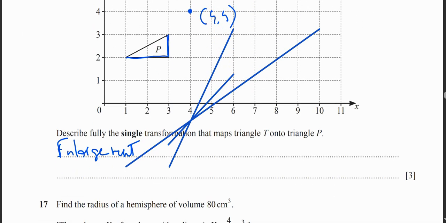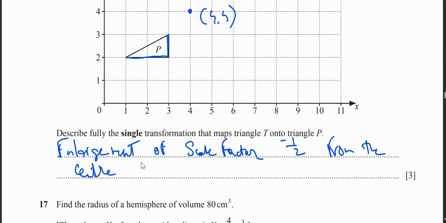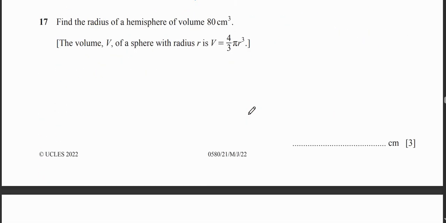So you guys will say, let me remove this. You guys will say enlargement of scale factor negative 1 upon 2 from the center 4, 4. Okay, so this is what you have to do. Free 3 marks, honestly, free 3 marks. Now this is one of the easiest questions you guys can do over here.